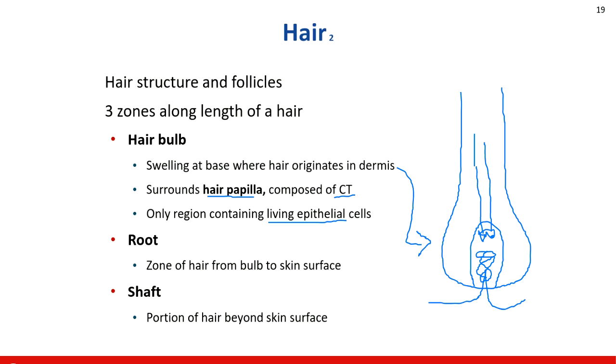So the big swelling at the bottom of our hair is going to be the hair bulb. Where it starts to thin down, but we're still underneath the surface of the skin, that is the root of the hair. So that is going to be below the surface of the skin. And then above the surface of the skin, that's the shaft. So here's the skin, and then the hair emerges, and that's going to be the shaft. So those are the 3 regions of hair, the 3 zones.